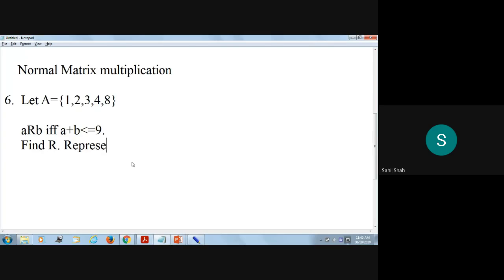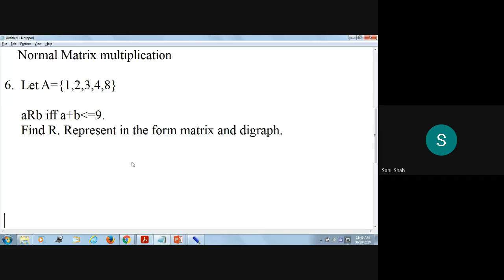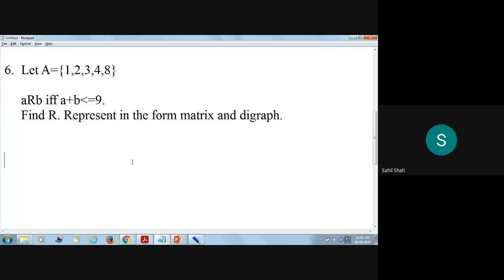Represent it in the form of matrix and diagram. I will not ask for tabular, but in examination they will also ask you for tabular as well. This is the first question. First of all, you will be finding relation R and then try to represent it in the form of matrix and diagram. Let P equal to A comma B comma C comma D.